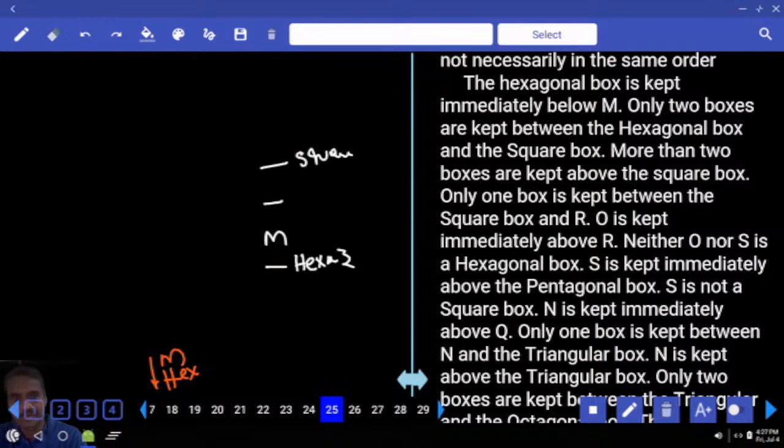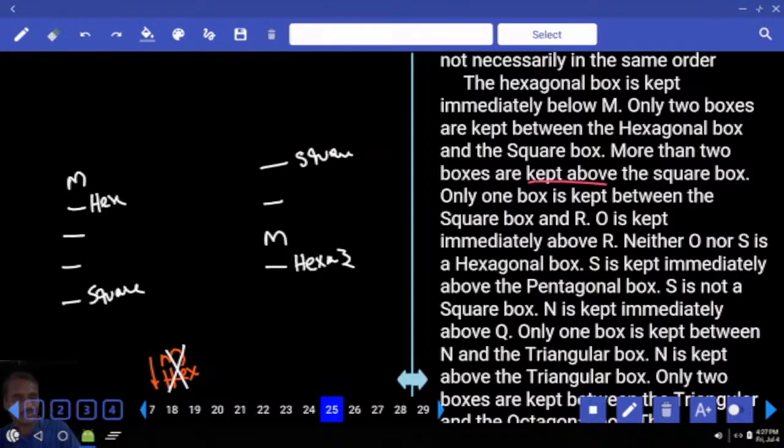Is this clear? In the first case we have taken square above the hexagonal, and in the second case, M is here and this is hexagonal and there are 2 in between, so this must be square. Now 2 in between hexagonal and square. Clear? Now this is square. Done with this? What we have done is taken 2 different possibilities.